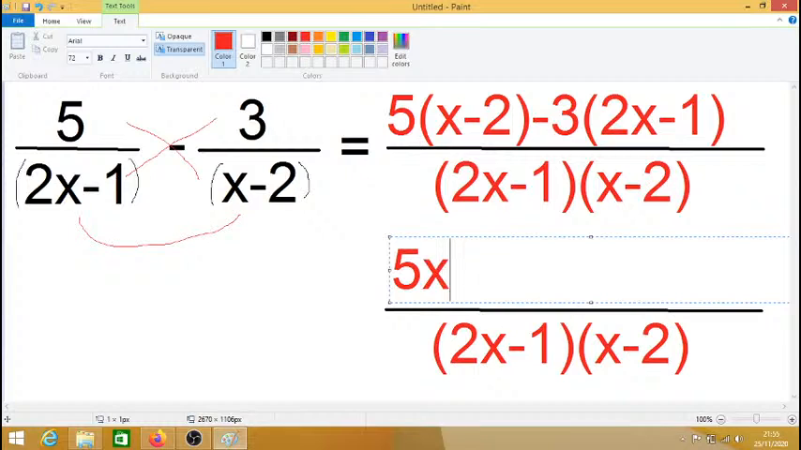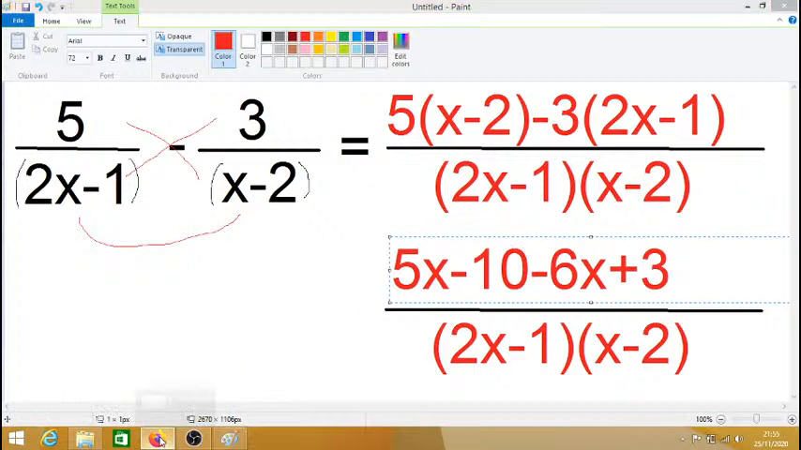You're going to have 5x minus 10, minus, or is it a plus? Have a look. It's minus 3 times 2x. So that's minus 6x. Minus 3 times minus 1, that's plus 3. And then you've got to simplify that.